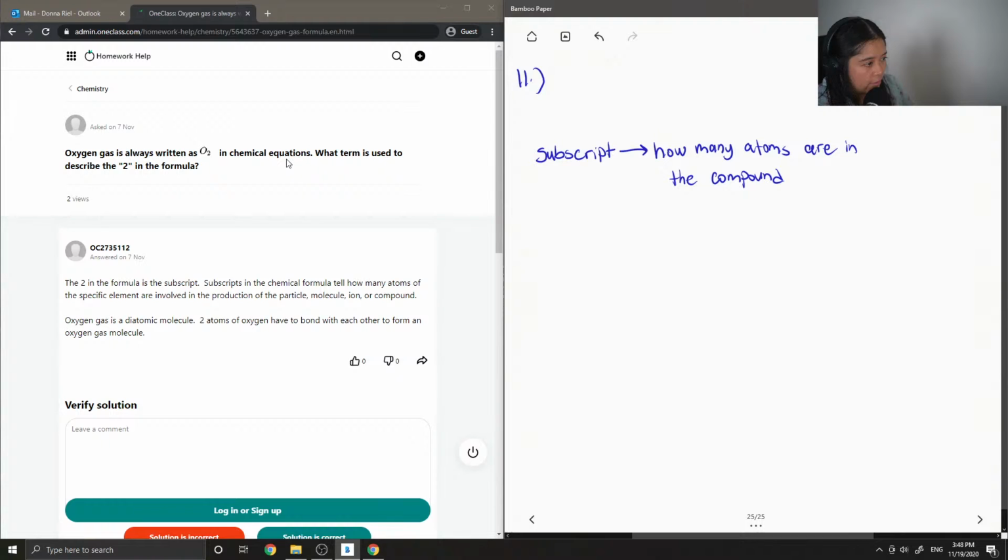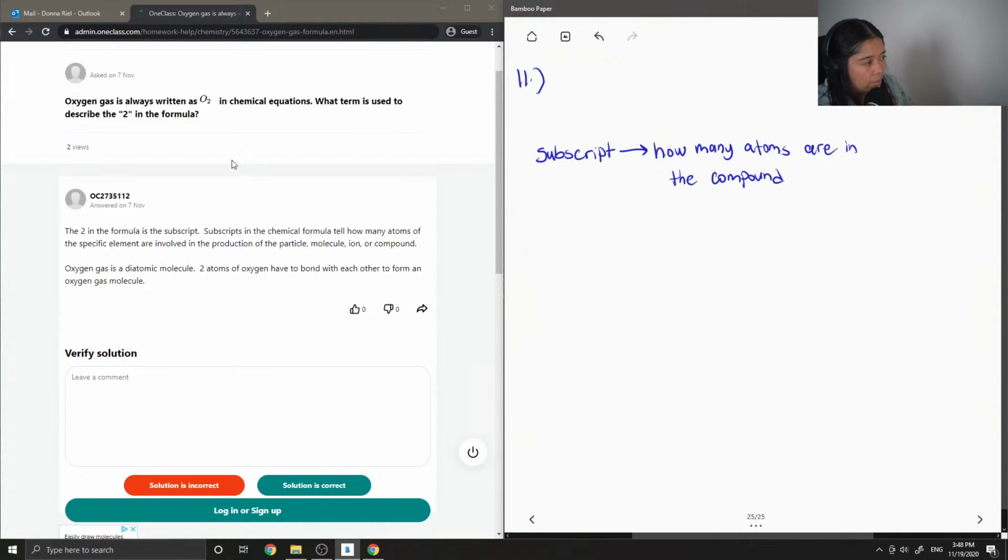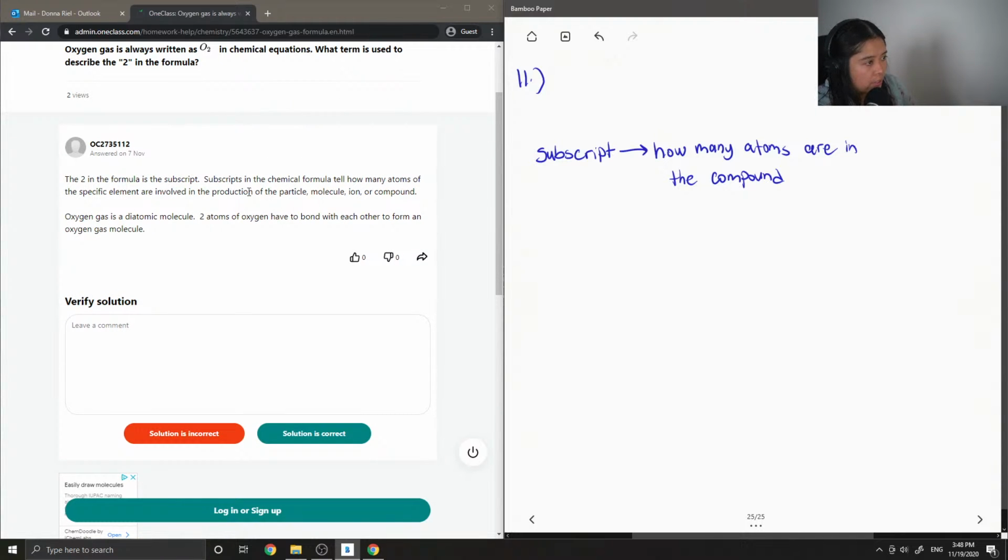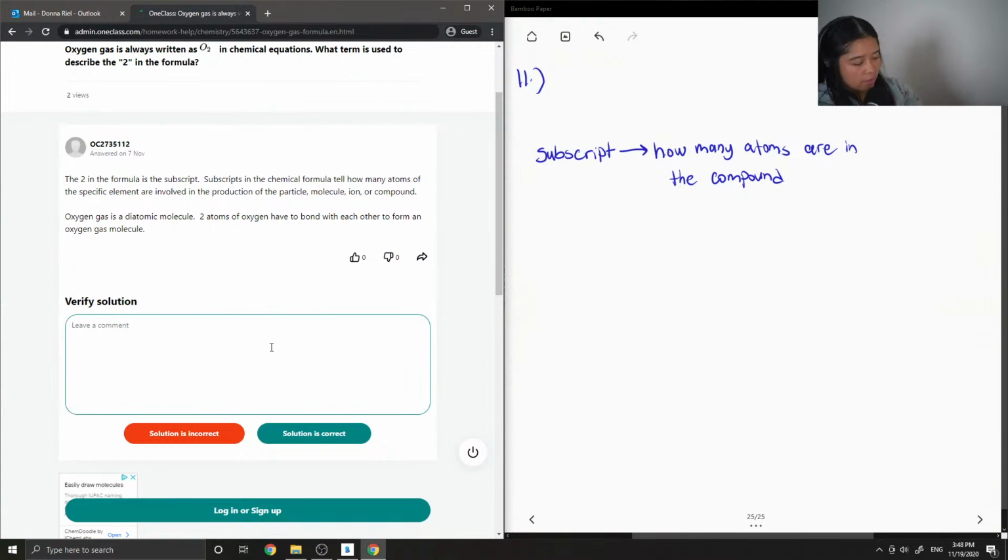Okay, so let's see what the junior tutor said. The 2 in the formula is the subscript. Subscripts in the chemical formula tell how many atoms of the specific element are involved in the production of the particle, molecule, ion, or compound. Oxygen gas is a diatomic molecule. 2 atoms of oxygen have to bond with each other to form an oxygen gas molecule. Yep, so this solution is correct. Pretty straightforward.